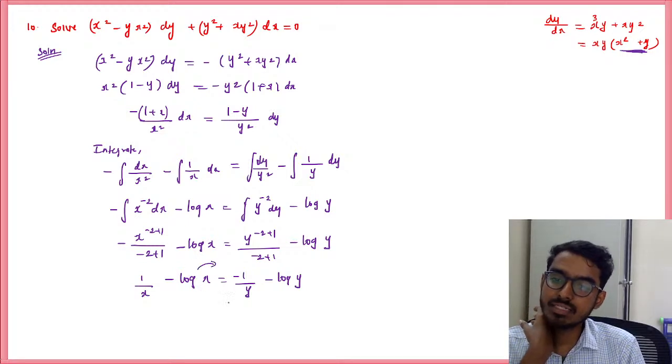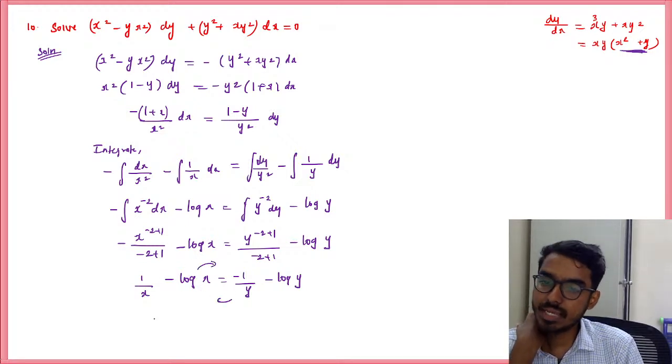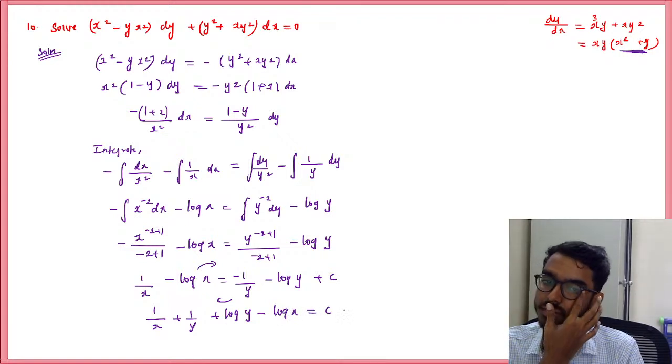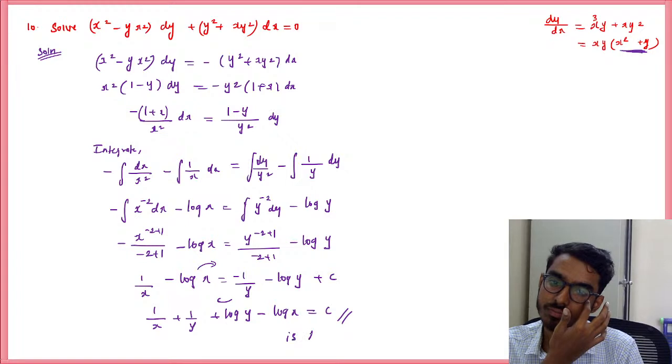So if you take it to that side, you take it to this side. So we have 1 by x minus x plus 1 by y. And if you bring this to that side, log y minus log x equal to some constant. The required solution.